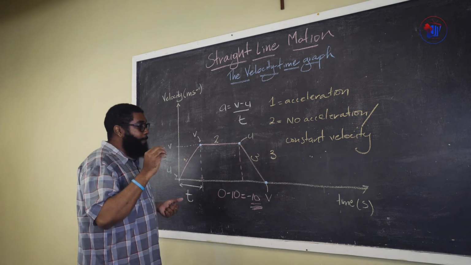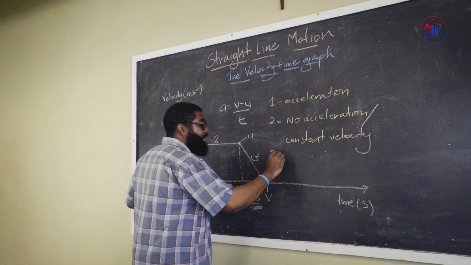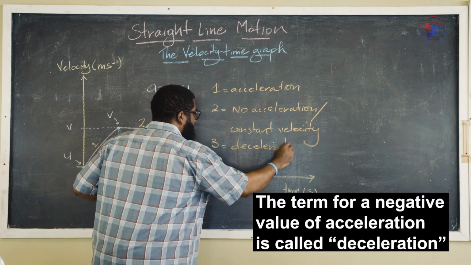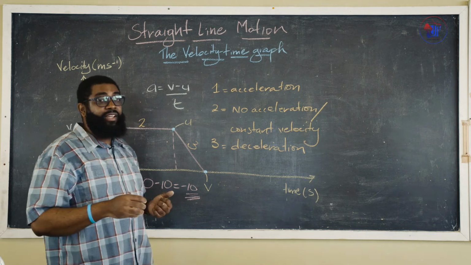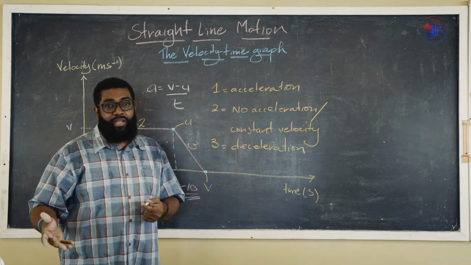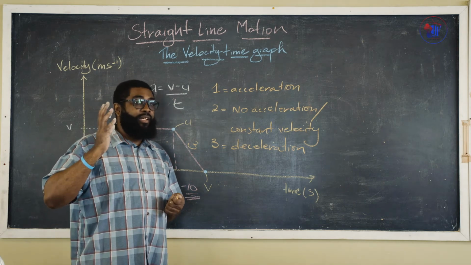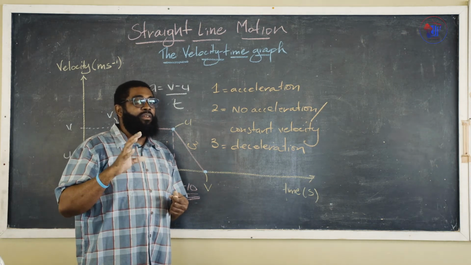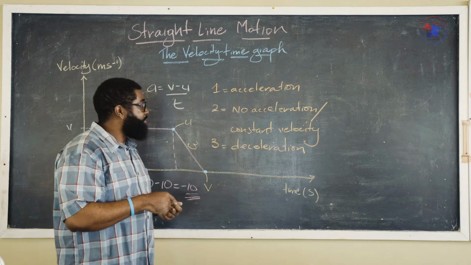Now, the term for a negative value of acceleration is actually deceleration. Now, if you're asked in a question to find acceleration and it's negative, you can call it deceleration. And you can also leave that negative value in to indicate that you are slowing down. That's what negative acceleration simply means. You're moving slower now than you were previously.